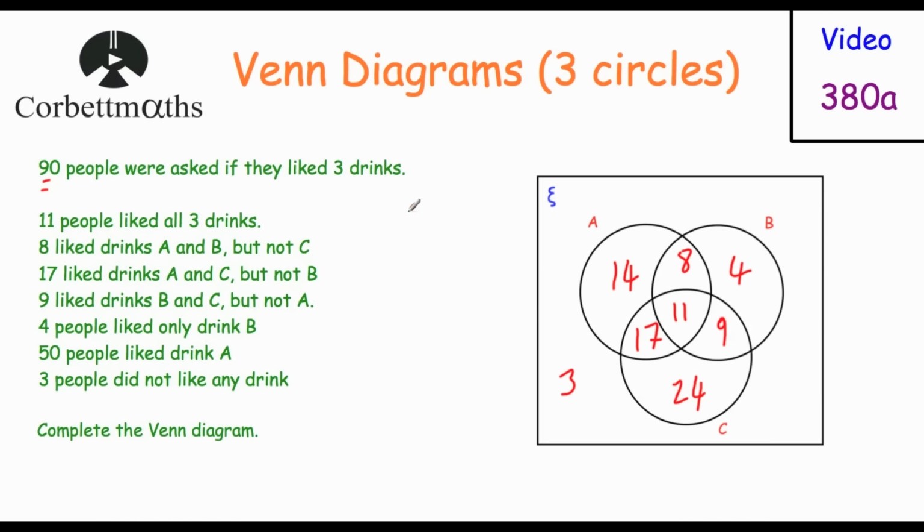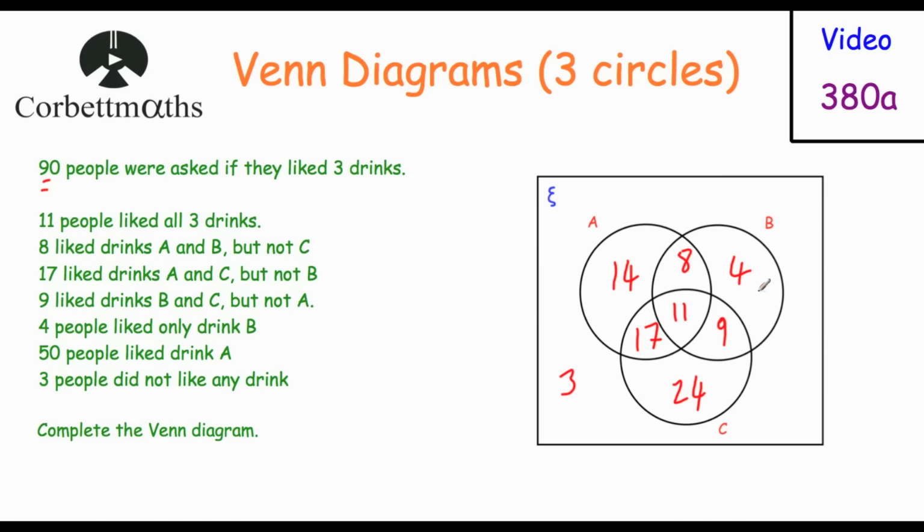And let's just double check our answer, because obviously with a question like this, there's a lot of information. So we're told 11 people like all 3 drinks. Yep, 11 people in the middle. 8 people like drinks A and B, so A and B but not C, so they go there. 17 people like drinks A and C, but not B, so they go there. 9 people like drinks B and C, but not A, so they're going to go there.